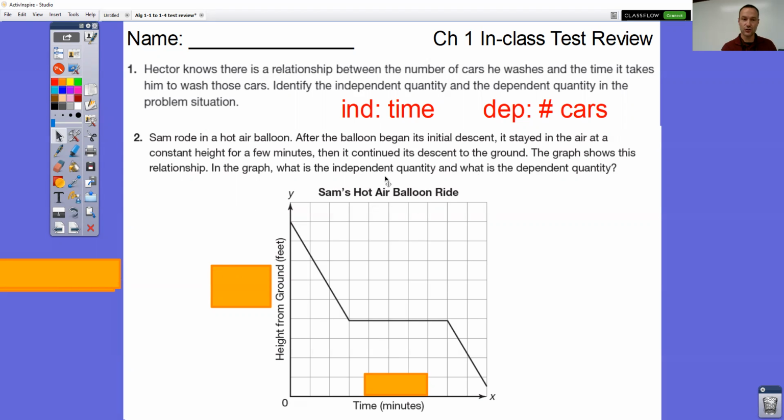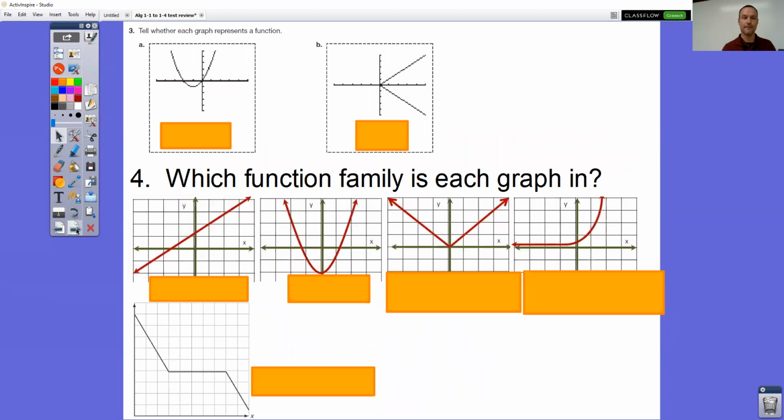In this one, you have to determine what is the independent quantity and the dependent quantity in Sam's hot air balloon ride. So remember, time is always the independent. All right, time is at the bottom, which is your independent quantity. Your dependent quantity, as time goes on, your height is the thing that is changing. But independent is always down at the bottom because that is your time. Time is always across the bottom.